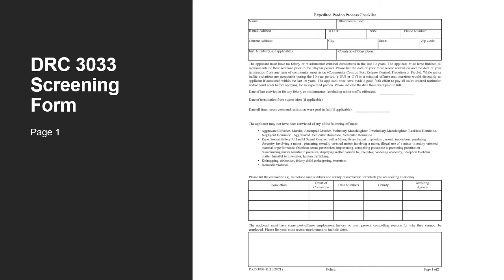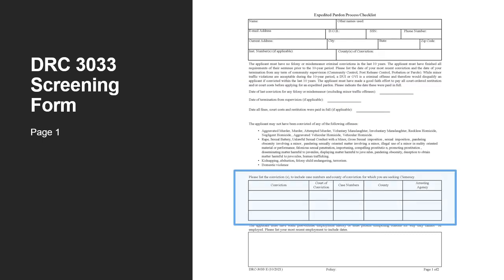The third form in the intake packet is the DRC 3033 screening form, also known as the Expedited Pardon Process Checklist. Please note that while this form requests similar information to that of the intake questionnaire, both must be completed. The first section of the form requests contact information as well as counties of conviction, if applicable. The form then requests the date of the last conviction for any felony or misdemeanor, the date of termination from supervision, if applicable, and the date all fines, court fees, and restitution were paid in full, if applicable.